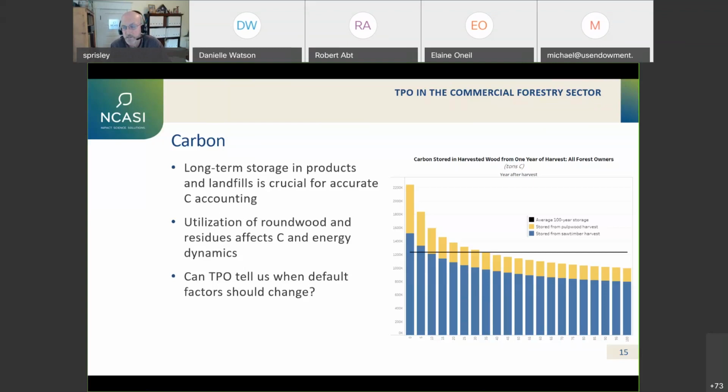And maybe it's time for change. Maybe some of these factors need to be updated. Could TPO, through some of its questions, let us know when some of these factors might change so that we can change the way we do our harvested wood products accounting?